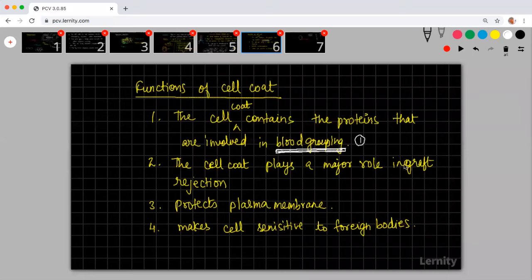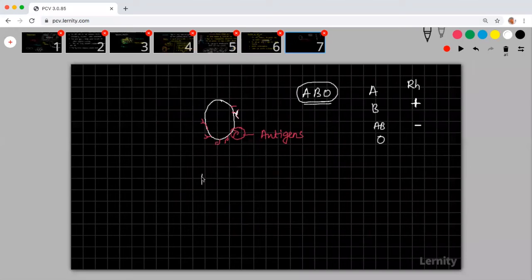The second point is that it plays a major role in graft rejection. What is a graft? Suppose there is a person, and both his kidneys have failed. He has a kidney failure.